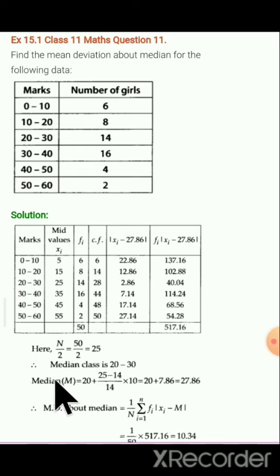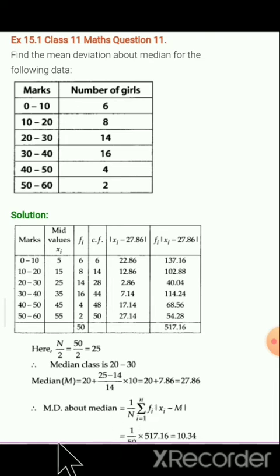Next, to find the value of the median, we have to use the formula. First write down the formula: the lower limit of the class interval, that is 20, plus 25 minus 14, that is n by 2 minus the cumulative frequency, divided by the frequency 16, into the class width, that is 10. That equals 20 plus 7.85, that equals 27.86.